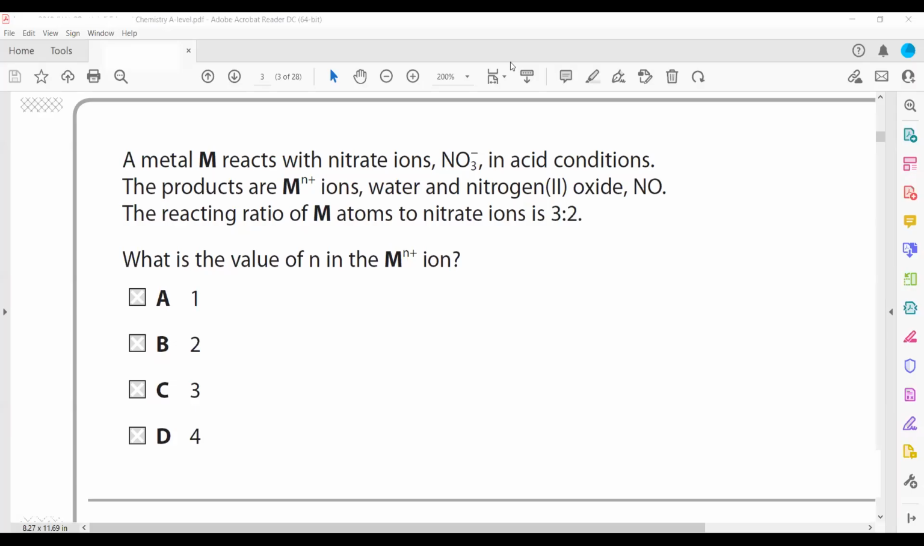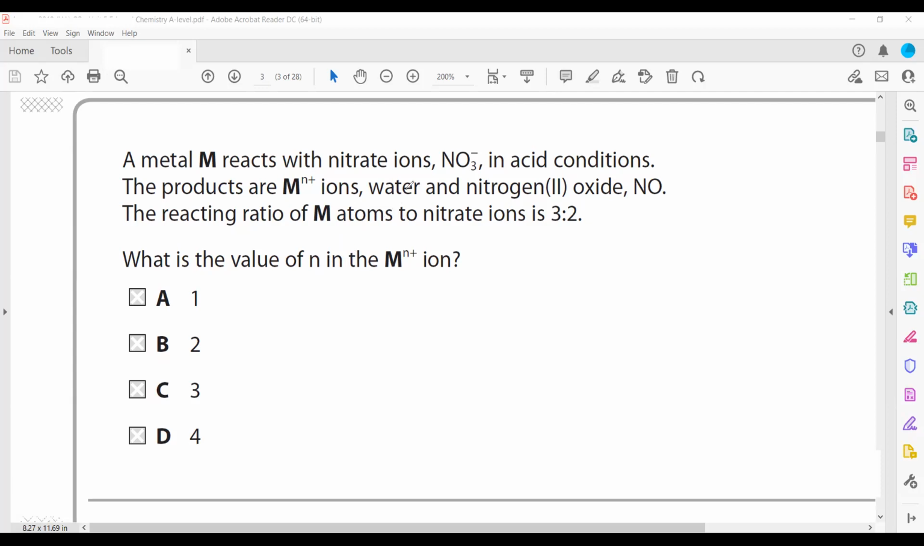In this question, metal M reacts with nitrate in acidic condition and the product is M^n+, where n can be any number, to give water and nitrogen dioxide. The reacting ratio for M atom to nitrate is 3:2.